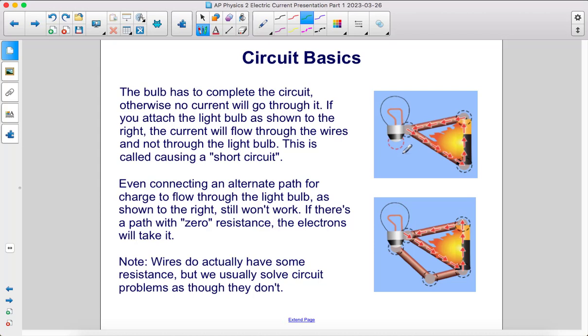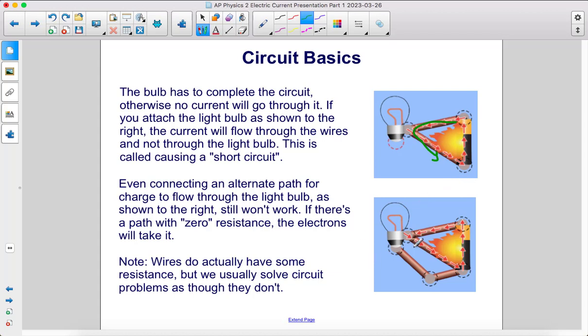The bulb has to complete the circuit, otherwise no current will go through it. If you attach the light bulb as shown to the right, the current will flow through the wires, like this, and not through the light bulb. This is called causing a short circuit. You can see that the battery would then be on fire in this PhET simulation, and that's because we have very little resistance, but we have a potential difference.